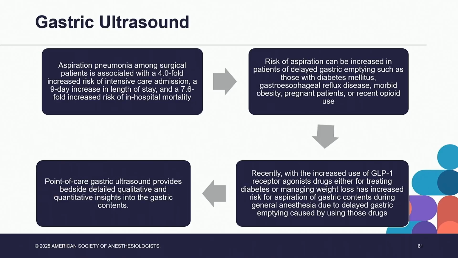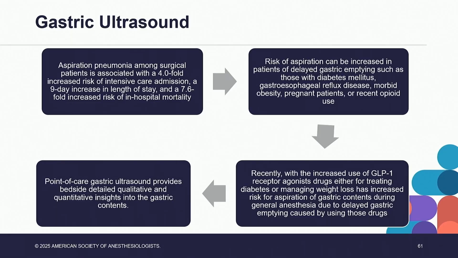Ultrasound guide. So the other important use of ultrasound is gastric ultrasound as well. Aspiration pneumonia among surgical patients is associated with a 4-fold increased risk of intensive care admission, 90-day increase in length of stay, and 7.6-fold increased risk of in-hospital mortality.